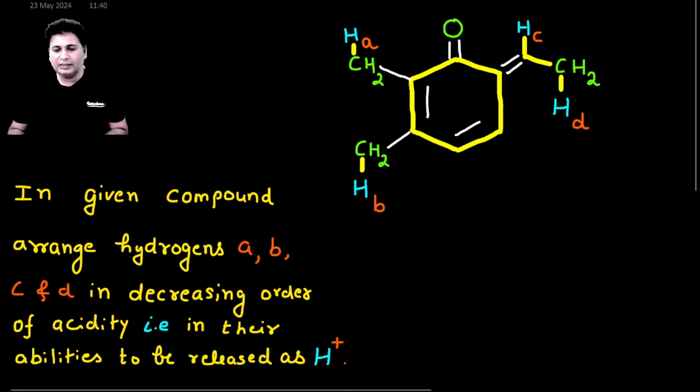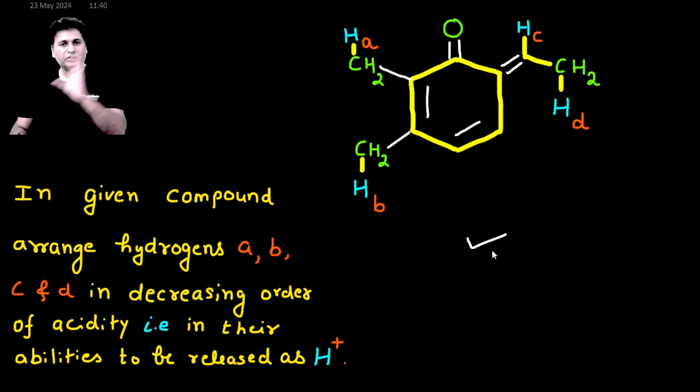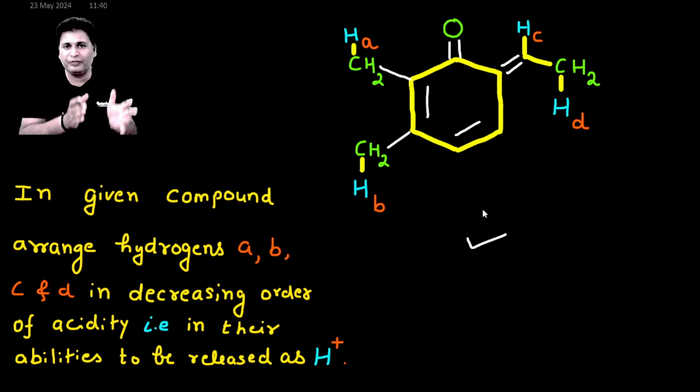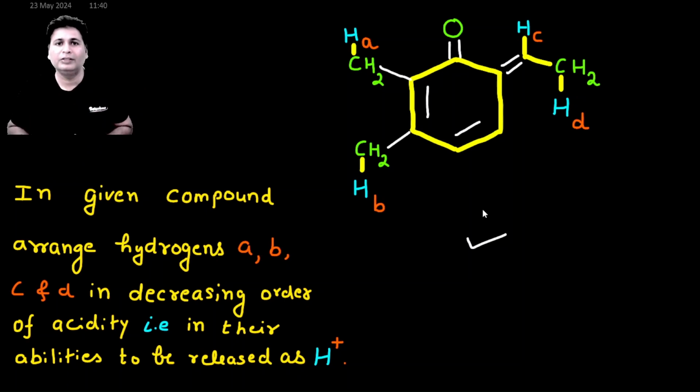As you can see, students, we have a compound on your screen. In this compound, I have marked 4 hydrogens as Ha, Hb, Hc and Hd. What you have to tell is the decreasing order of their acidities. You have to put first which is most acidic, then go in this order to the bottom.